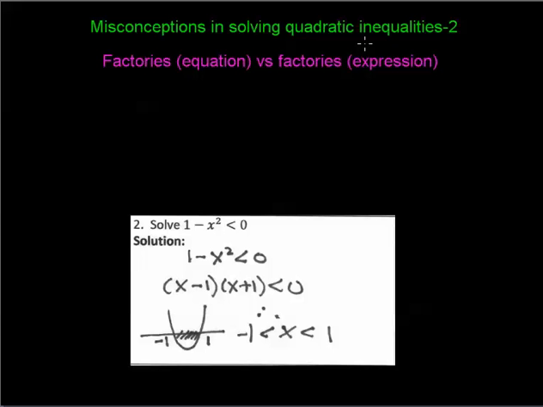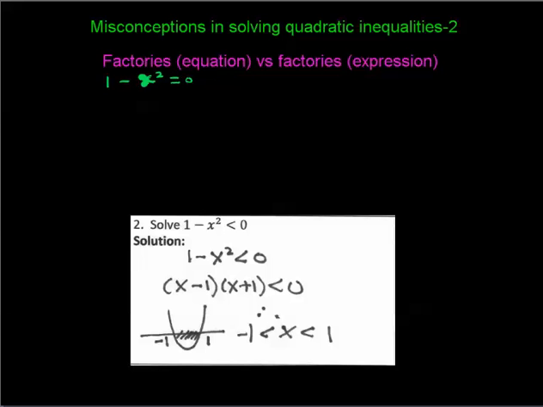Misconception in solving quadratic inequalities, part 2. What's the difference between factorizing equations and factorizing expressions? For instance, how do we factorize 1 minus x squared equal to 0?